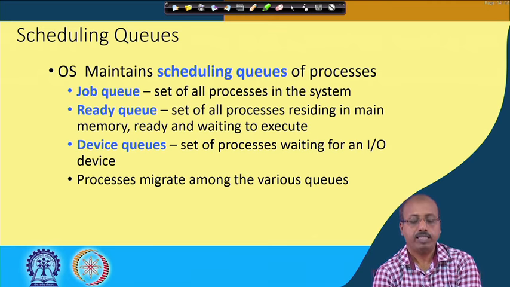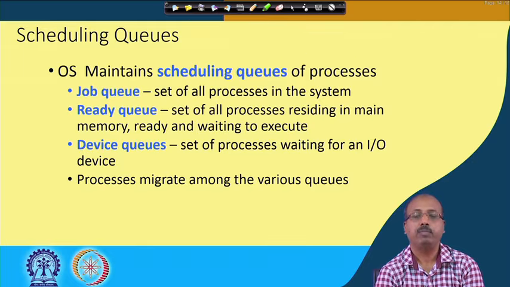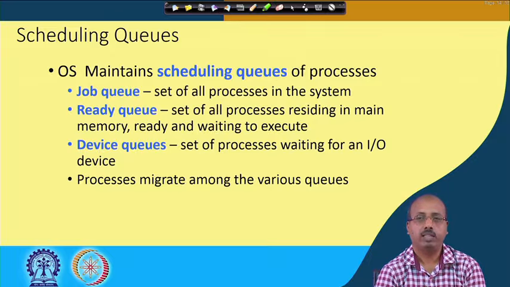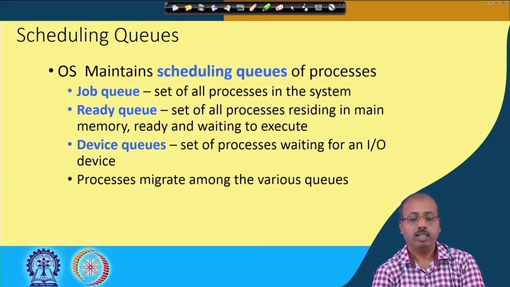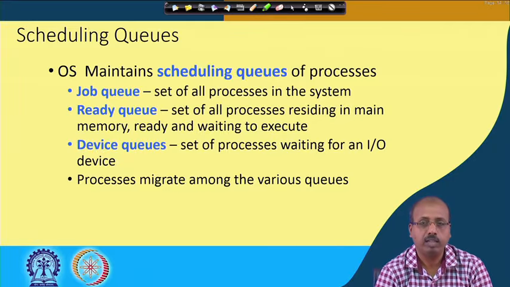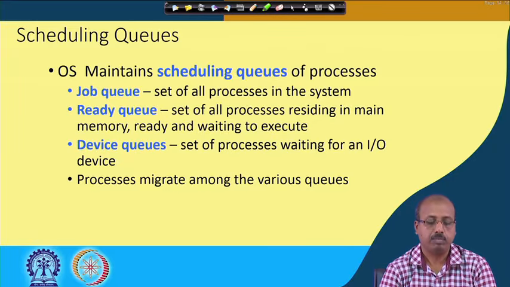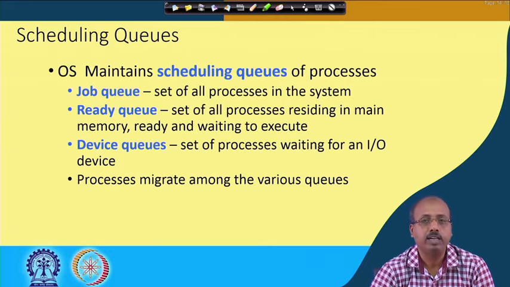Then we have got device queues. A device queue is a set of processes waiting for an IO device. For example, there may be requests to the disk, and many processes are requesting the disk. Now, the disk is an electromechanical device, not a semiconductor, so it is not as fast as semiconductor devices. As a result, it will take some time to service those requests.